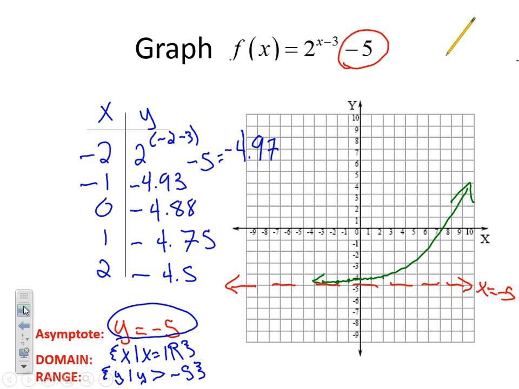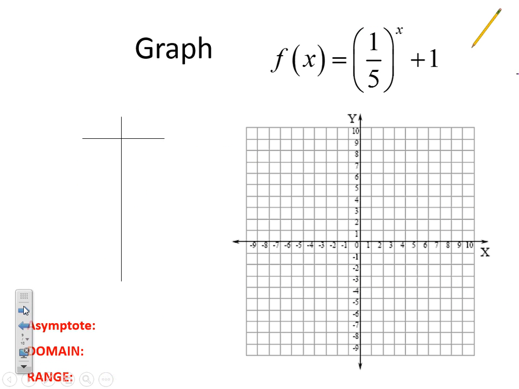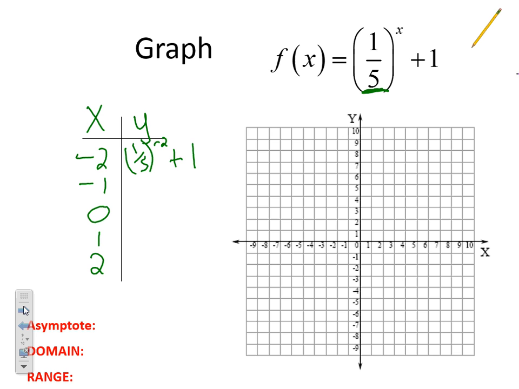All right, moving on to our last example. Here we go. If we look at this one, this is between 0 and 1, so this one's going to be a decay. This one's going to look a little bit different. So x, y, negative 2, negative 1, 0, 1, 2. Plug them in, so I have 1/5 to the negative 2 power plus 1. And I'm going to get 26. If I type in negative 1 to my exponent, I get 6. Type in 0, I get 2. Type in 1, I get 1.2. Type in 2, I get 1.04.